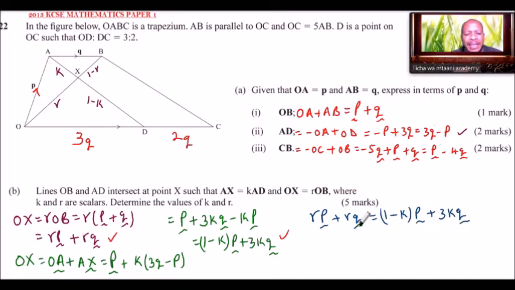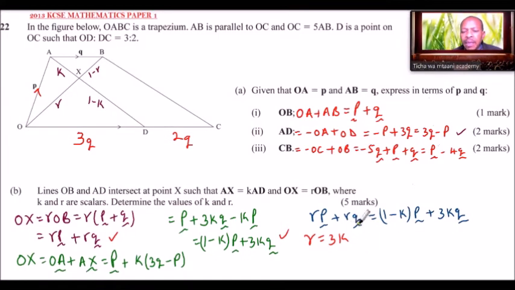The two vectors are the same. This means that we can equate R, which is a constant, to 1 minus K, and we can say R is equal to 3K. So we can start with R is equal to 3K. All right, so that's correct, because they are the scalars or constants of Q. Then for P, we also say R is equal to 1 minus K.